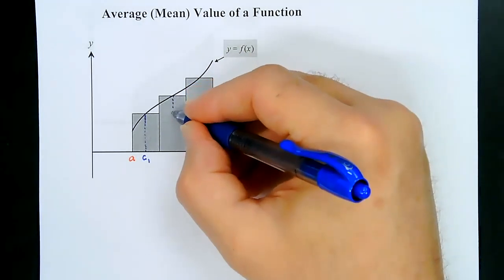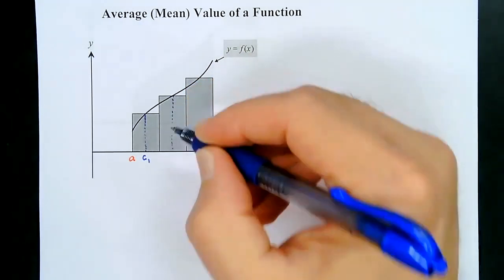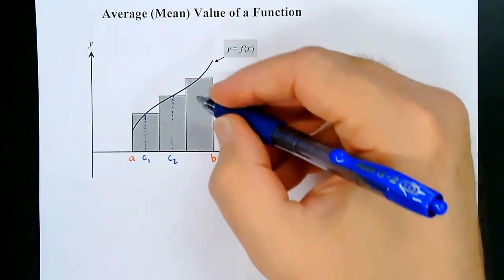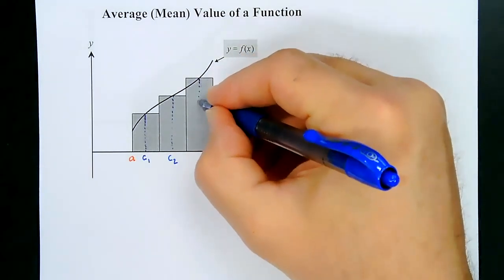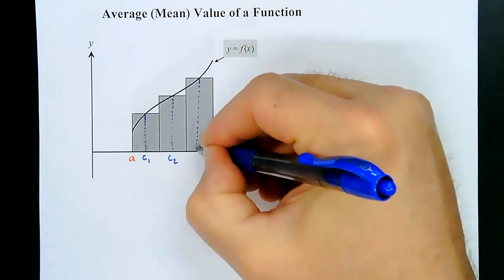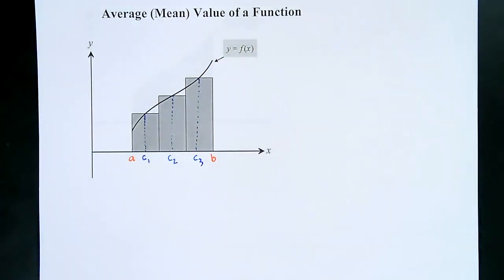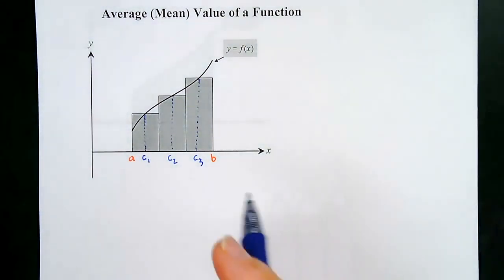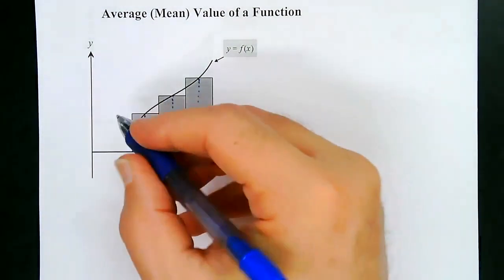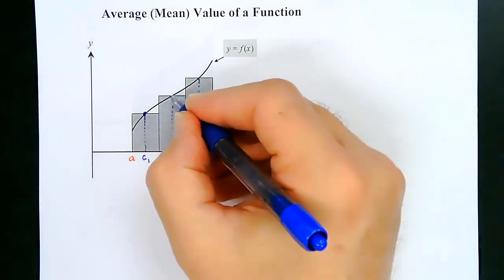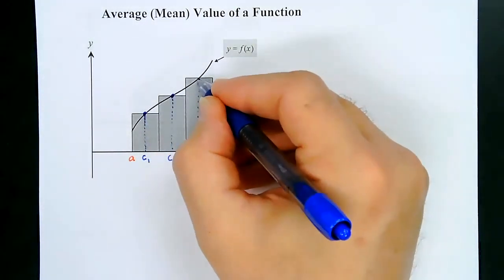And then let's do this one, and this would be C sub 2. And then this one would be C sub 3. That's supposed to be straight up and down. Okay, a little crooked, huh? Okay. So how do you find the average? How do I find the average of these three function values right here?